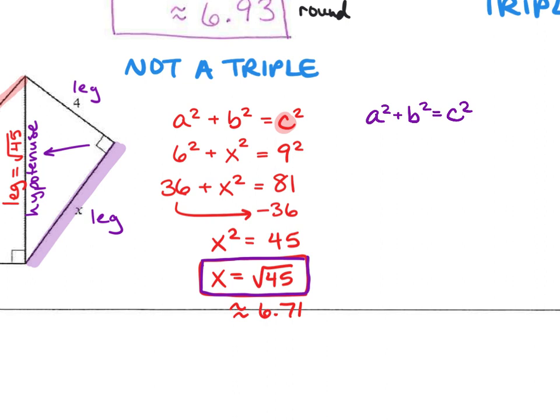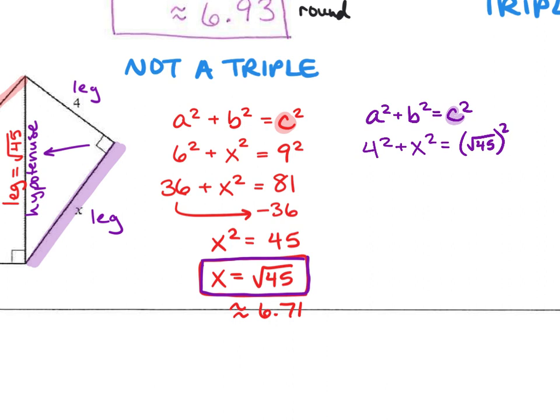I need leg lengths first. What is one of the leg lengths for the purple triangle? 4 squared. What is the other leg length? Don't know. X. What is the hypotenuse? Square root of 45. Now notice, I have put that square root of 45 in parentheses. I need you to do the same thing, because you might accidentally square the wrong part unless you put the whole thing in parentheses.